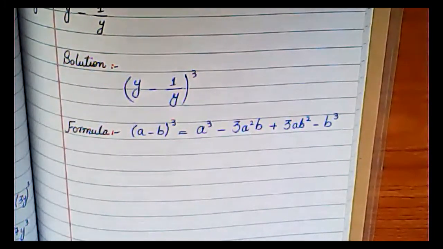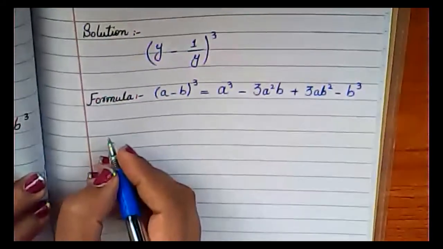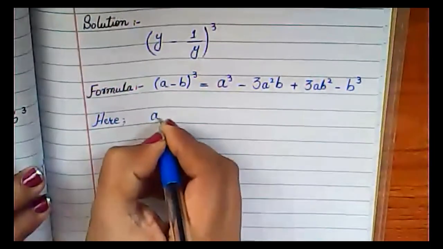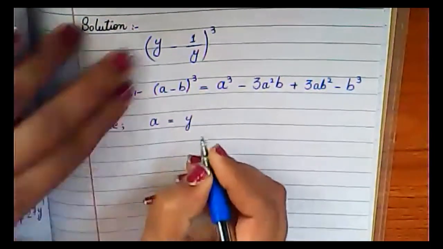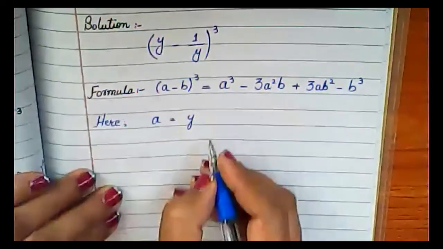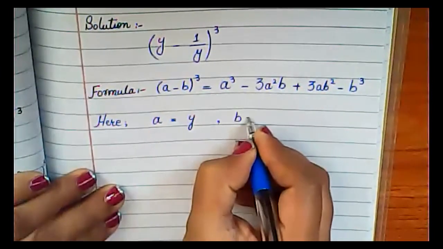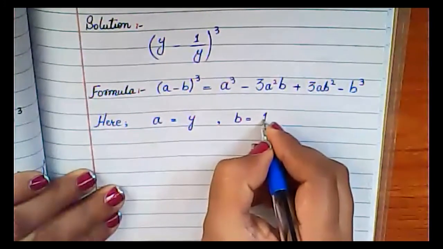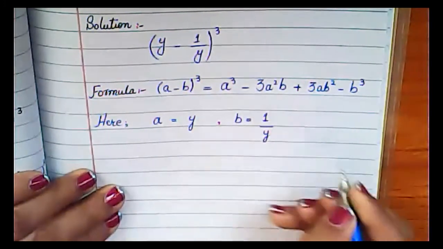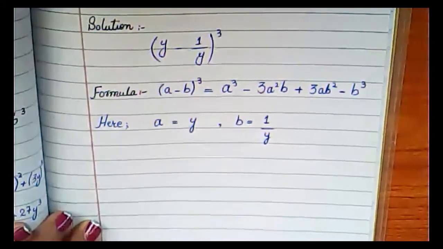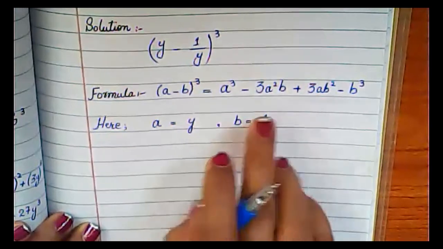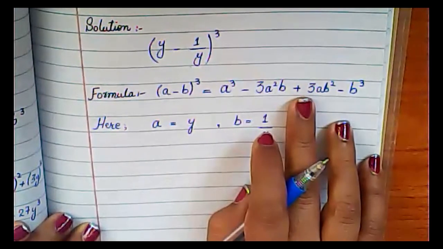Next, we are going to decide which is term A and which is term B. So you will write here, a is equal to y. This is your term A, which is y. And b is equal to 1 upon y. You will write here, it is 1 upon y. Now you will put the values of a and b in the above formula.